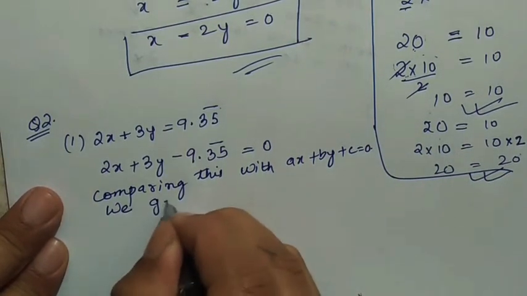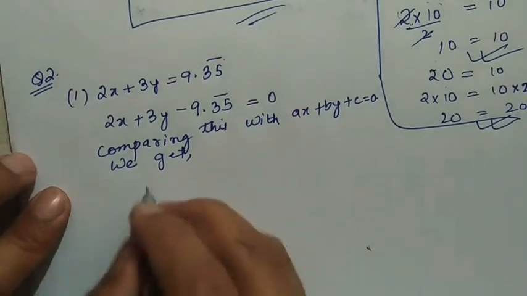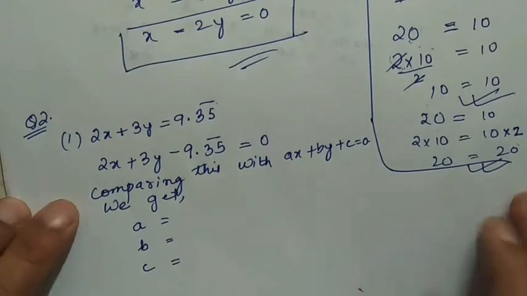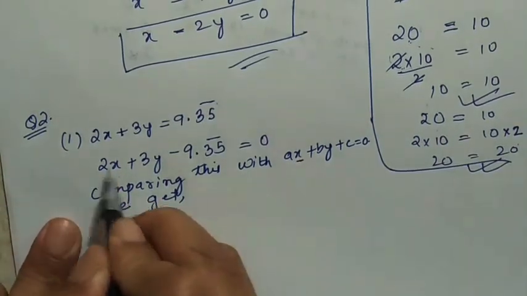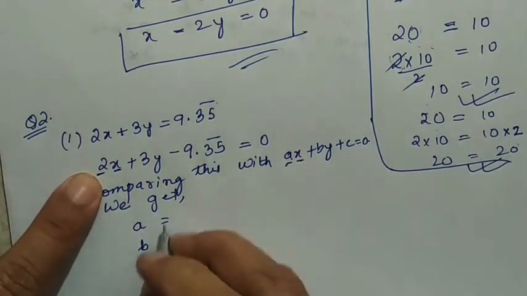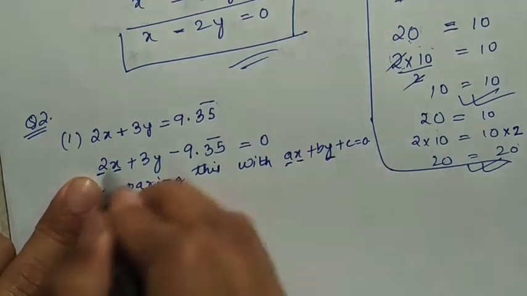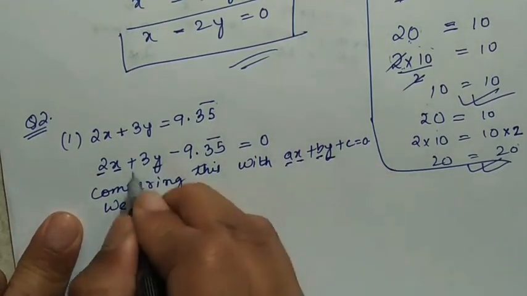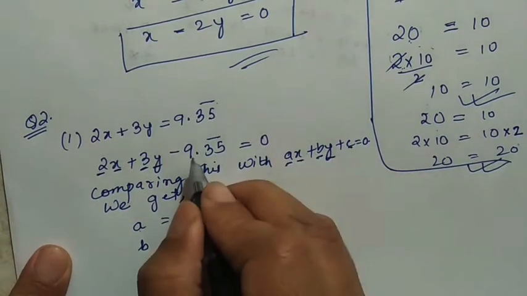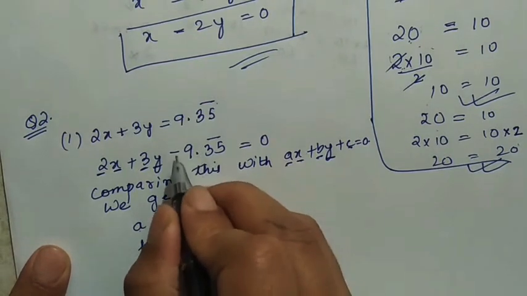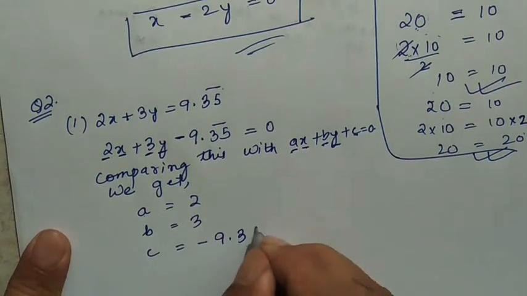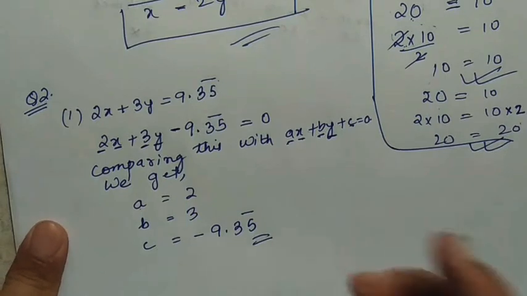we have to find a, b and c. Now see, we compare. Here x has 2, which means a is equal to 2. So we get a equal to 2, and then y has 3, which means b is equal to 3, and then c is the constant, this number, so it is minus 9.35. So c is minus 9.35. This is the answer of the first one.